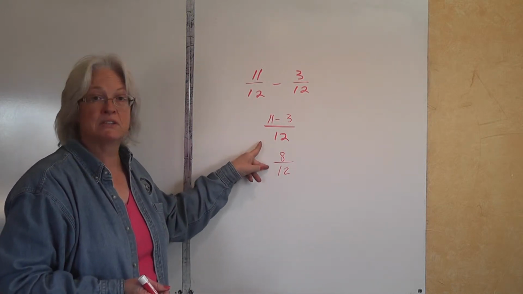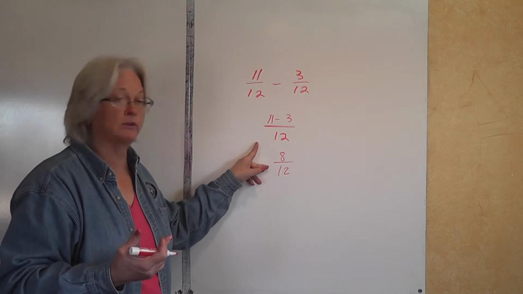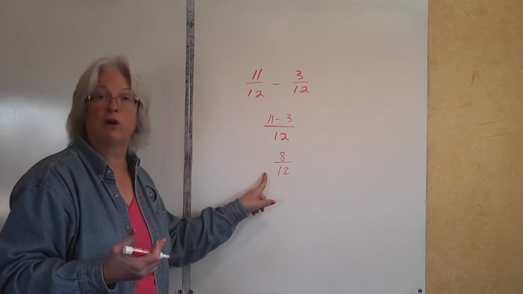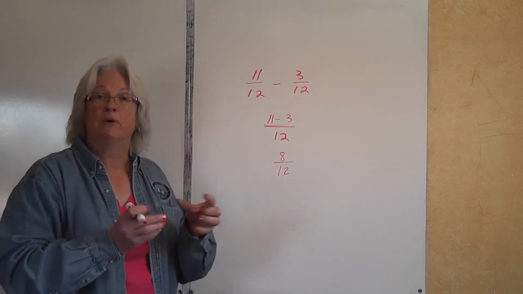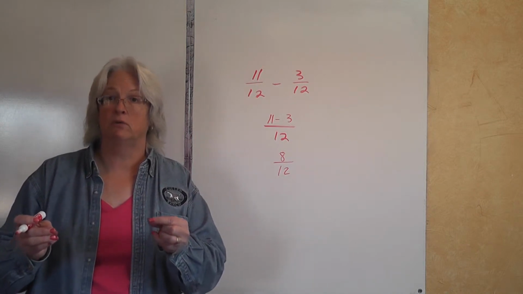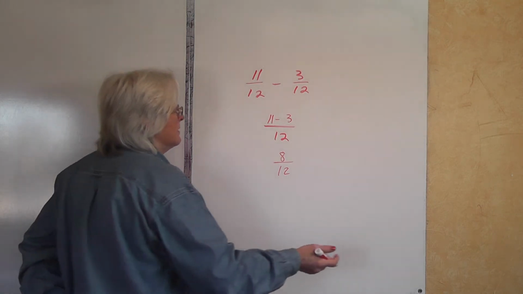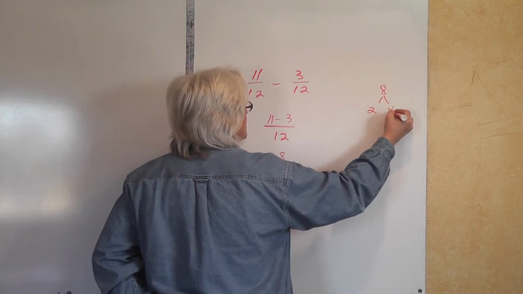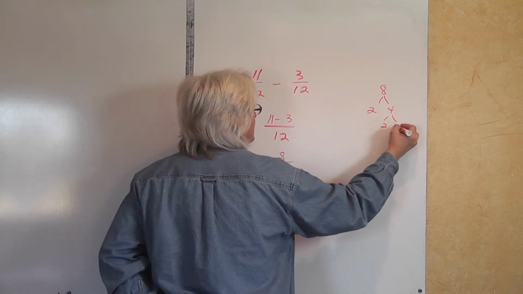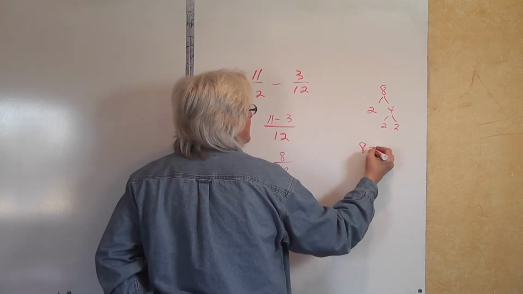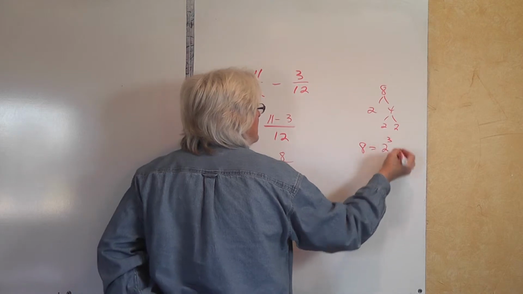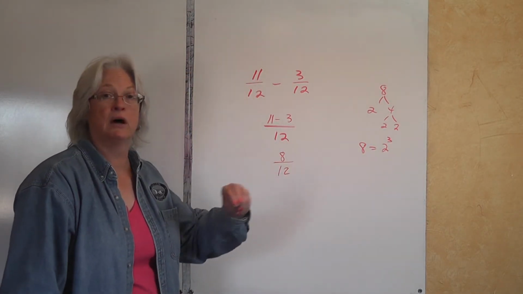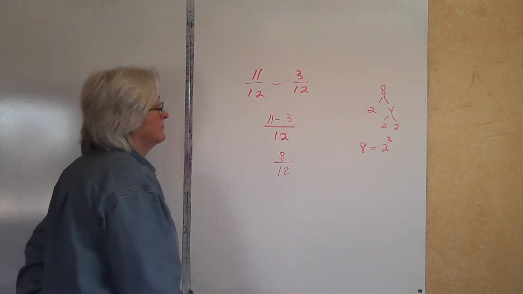Now you might be able to instantly know that this is going to reduce to 2/3 because you can divide both the numerator and the denominator by 4. But let me go through the steps to show you greatest common factor. You want to prime factor 8. 8, 2 times 4, this is one way to do it. So we can say that 8 can be written as a product of primes by saying 2 cubed. 2 times 2 times 2.